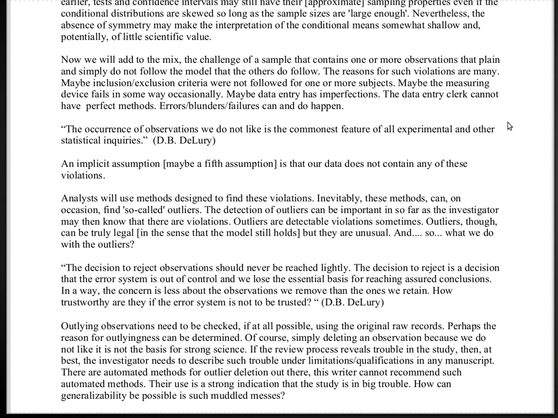Well, Professor Delury said, the decision to reject observations should never be reached lightly. The decision to reject is a decision that the error system is out of control and we lose the essential basis for reaching assured conclusions. And then I love this part. In a way, the concern is less about the observations we remove than the ones we retain. How trustworthy are they if the error system is not to be trusted? Well, there you go, folks.